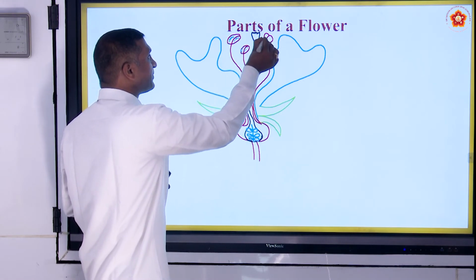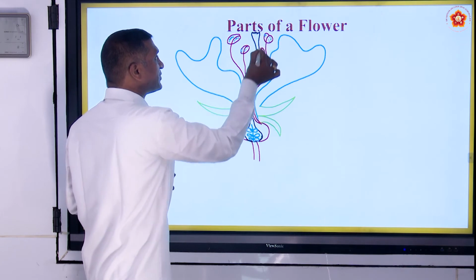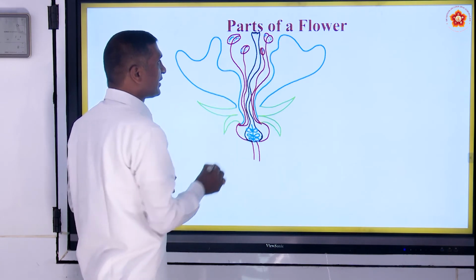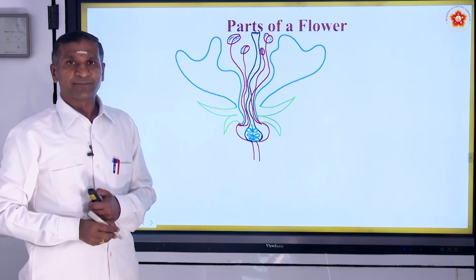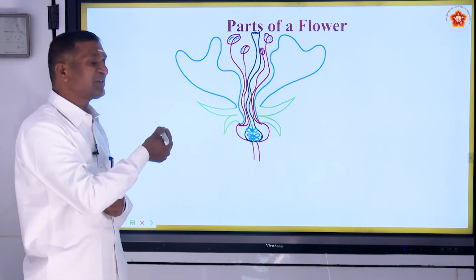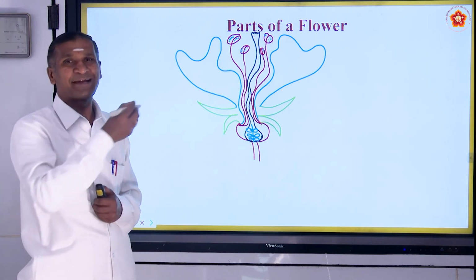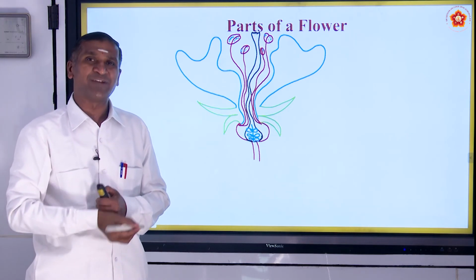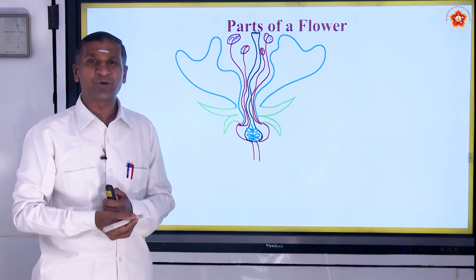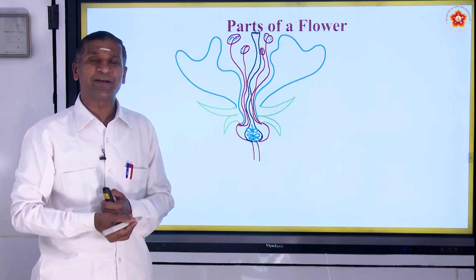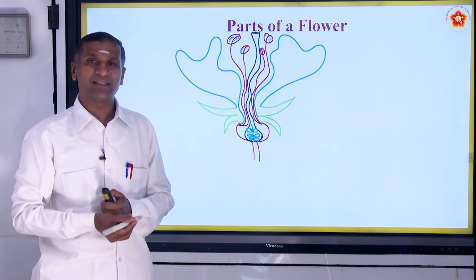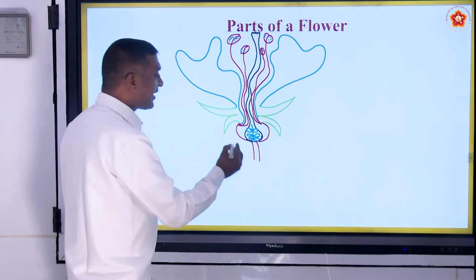We'll study this deeper when we understand the process of reproduction in flowers. So very simple. You will get 3 out of 3 marks if you draw such a diagram, even in the exam when it is being asked: draw a neat labeled diagram of a typical flower and label the parts.